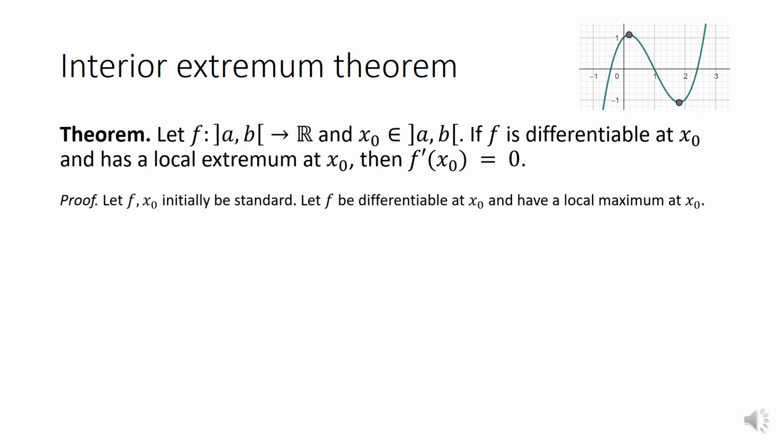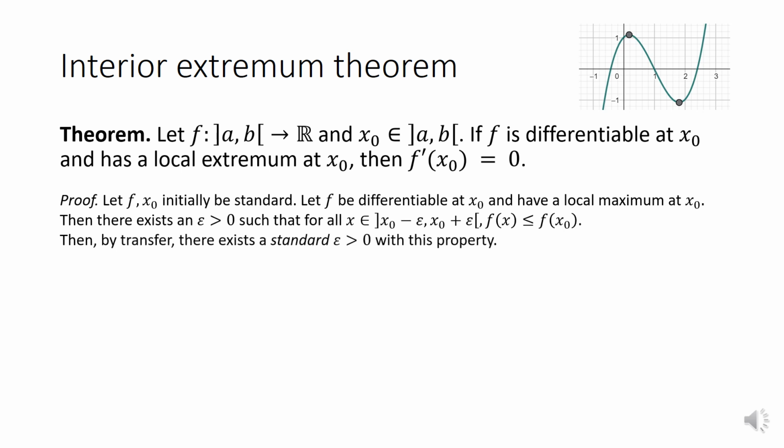For the proof, let f and x0 be standard. Let f be differentiable at x0 and have a local maximum at x0. The case of a minimum is analogous. Then there exists a positive epsilon such that for all x in the open interval from x0 minus epsilon to x0 plus epsilon, f of x is less than or equal to f of x0. Then, by transfer, there exists a positive standard epsilon with this property.